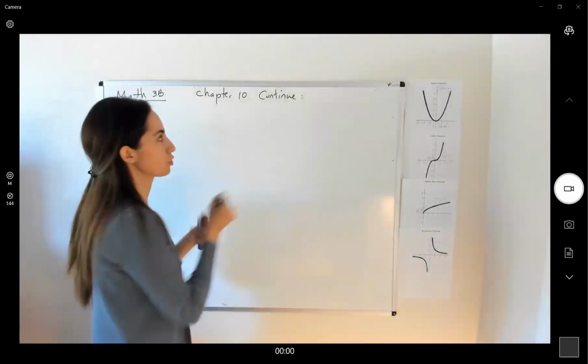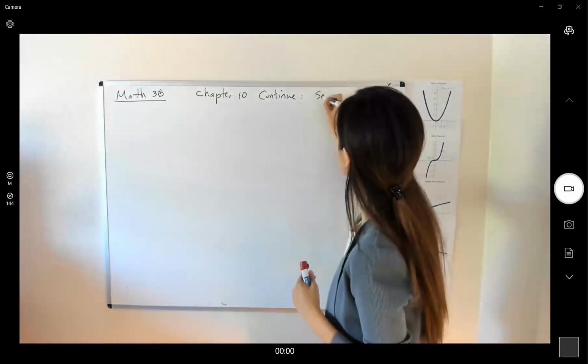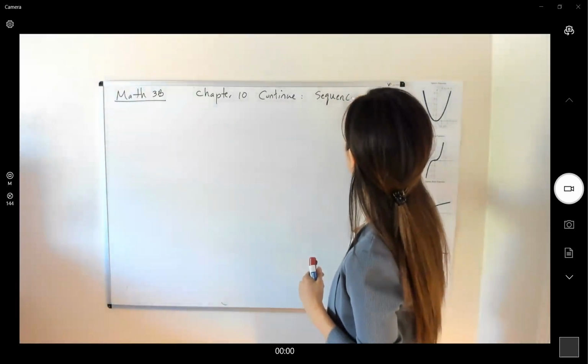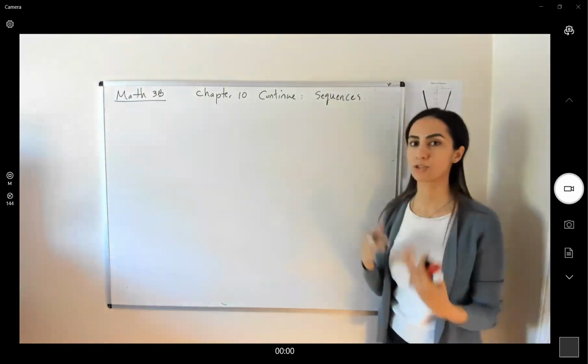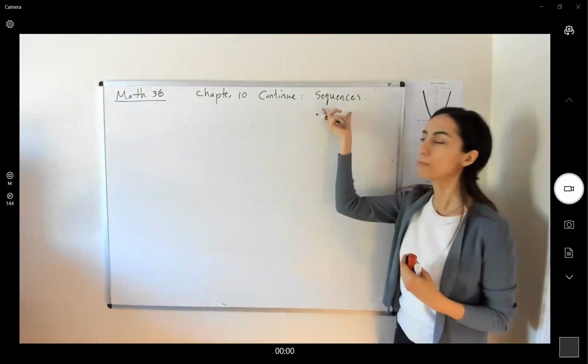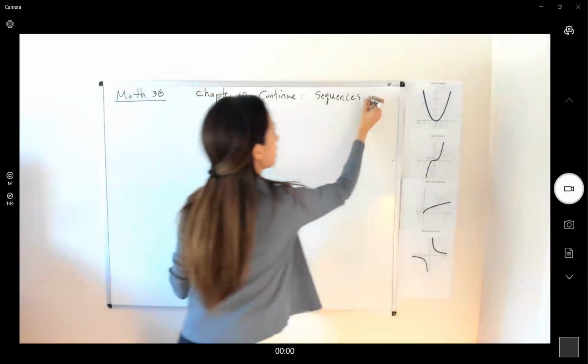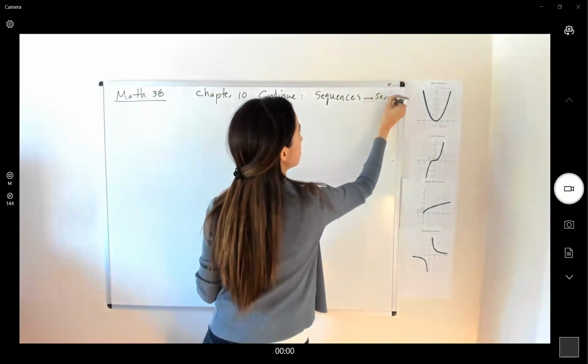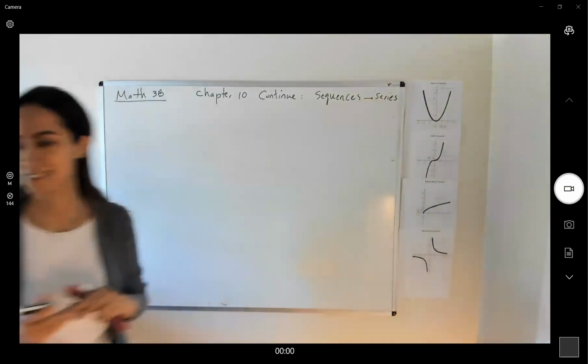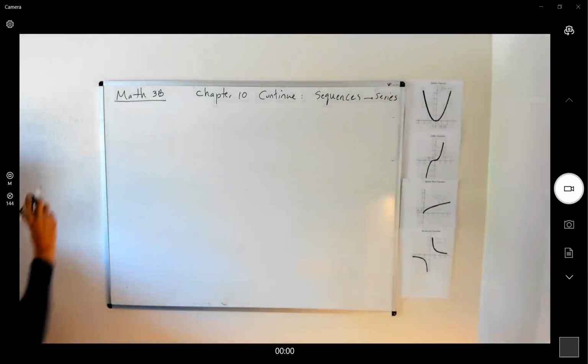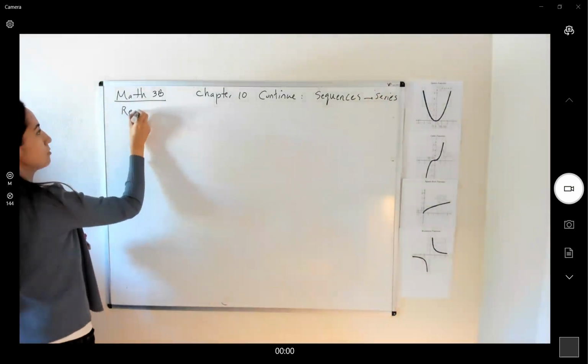So, what have we learned so far? We learned about sequences. Then we said we're going to build new objects using sequences. So, review.